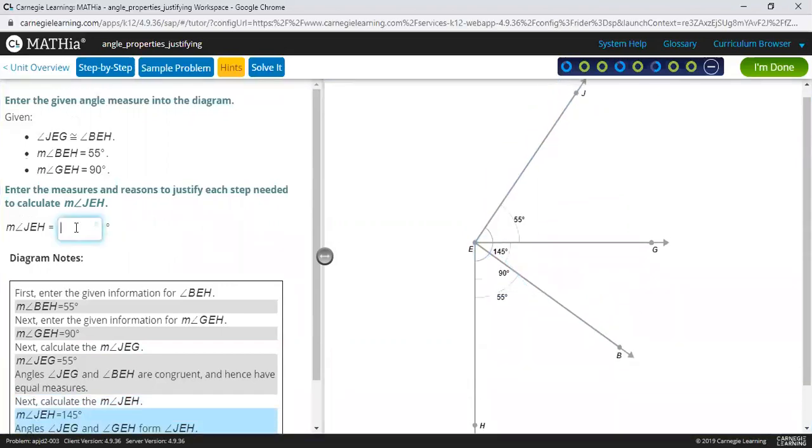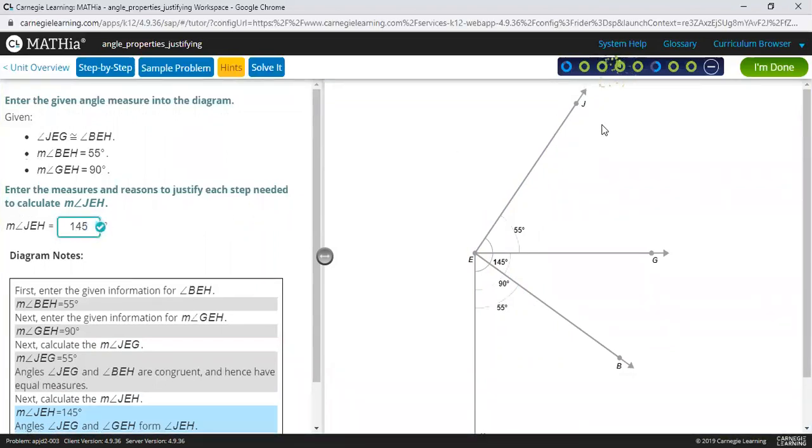All right, and so now I have JEH, that's 145 degrees. I'm going to enter that, and I am done with this problem.